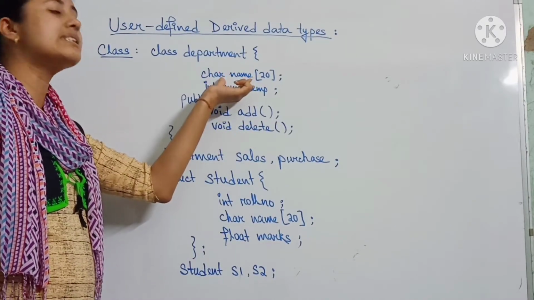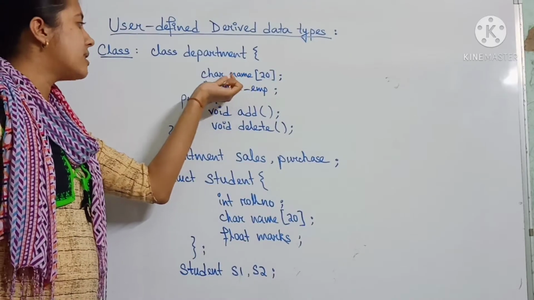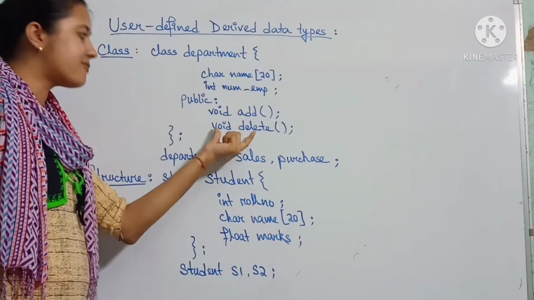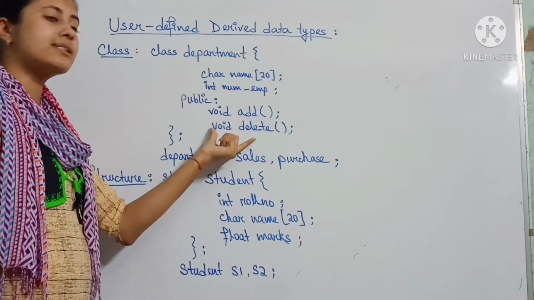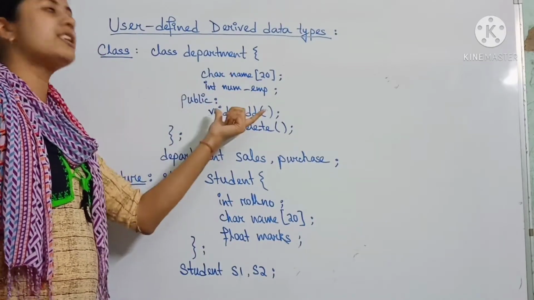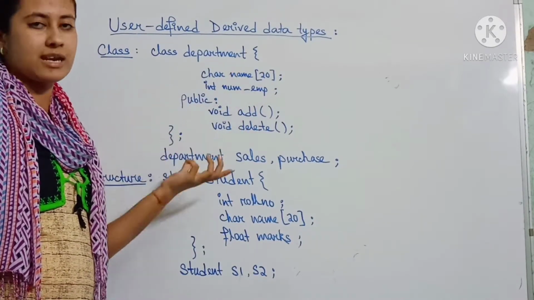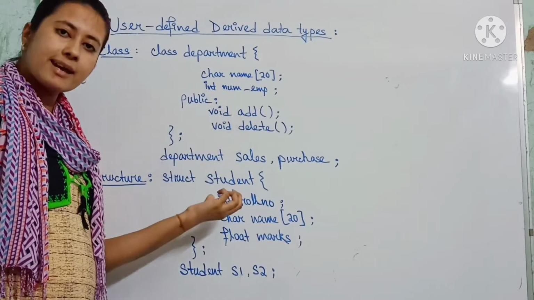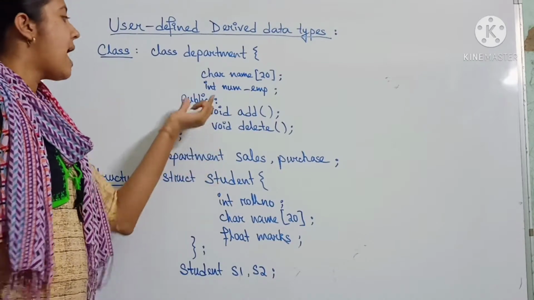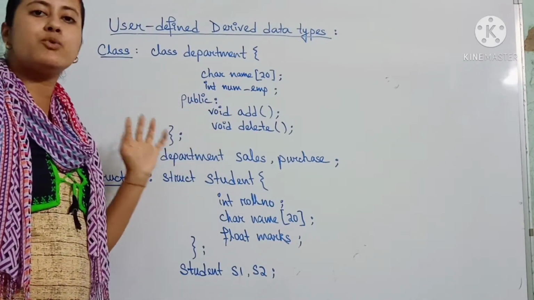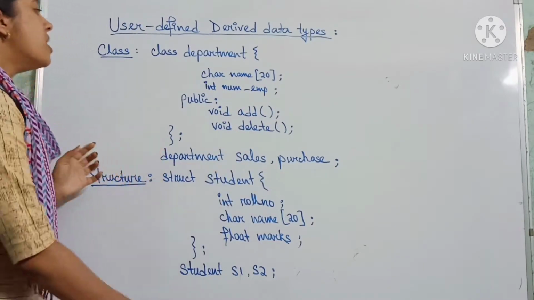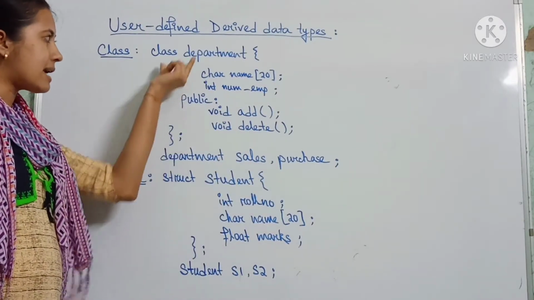Private members are never accessible by any outside function. Only the class's own member functions can access the private data members. No other function can access those private data members. But protected members can be accessed by the inherited class member functions also. And public is accessible to all the functions, from anywhere inside the program. Clear? So now here the class definition ends.